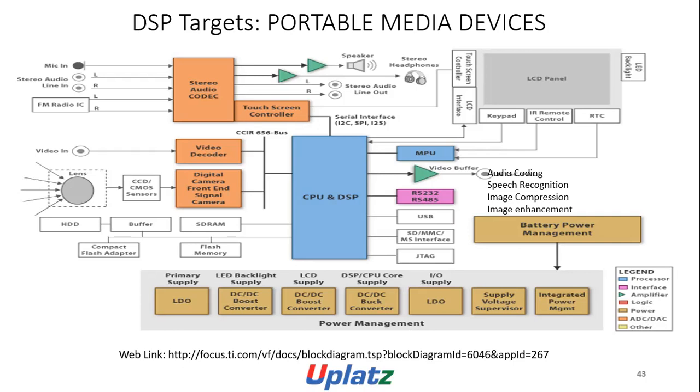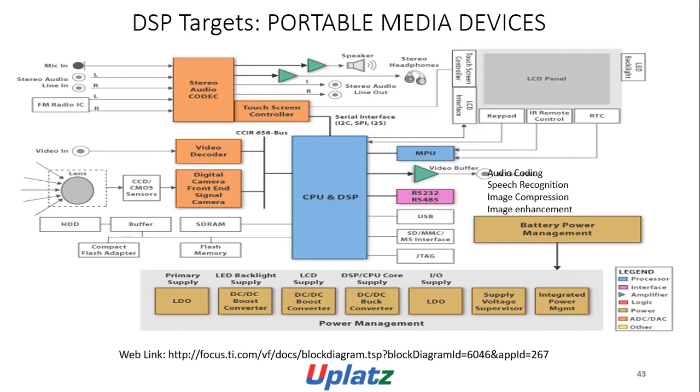All these things are interfaced to the CPU, and then we have the primary supply LDO, LED backlight supply DC-DC boost converter, LCD supply DC-DC boost converter, DSP CPU core supply DC-DC buck converter, I/O supply LDO, supply voltage supervisor, integrated power management, battery power management. And then in the output, it goes to the LCD, and the keypad comes as an input. The MPU is another input to the processor, and the video buffer, RS-232, USB, SD, MMC, MS interface, JTAG. We can do audio coding, speech recognition, image compression, image enhancement.